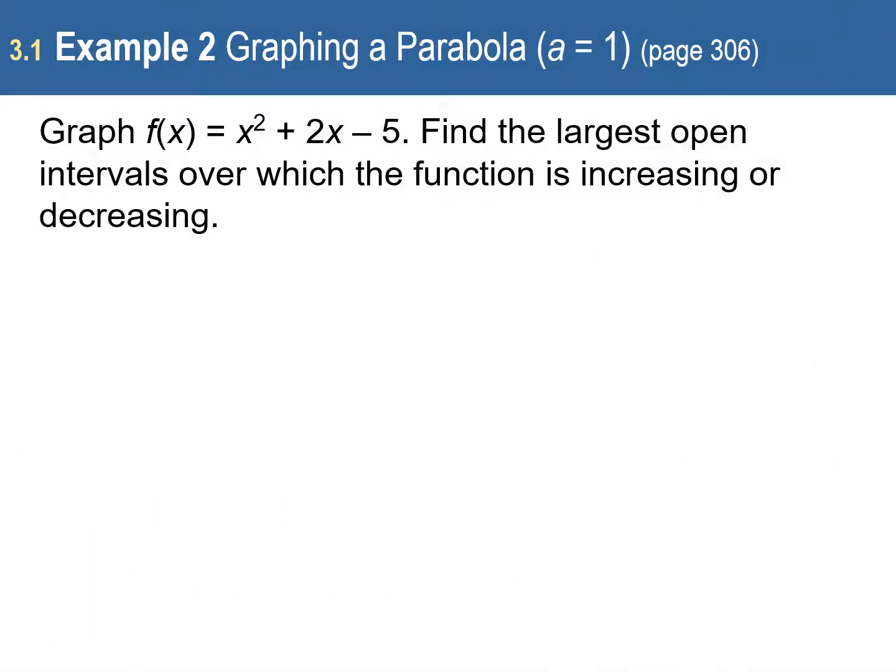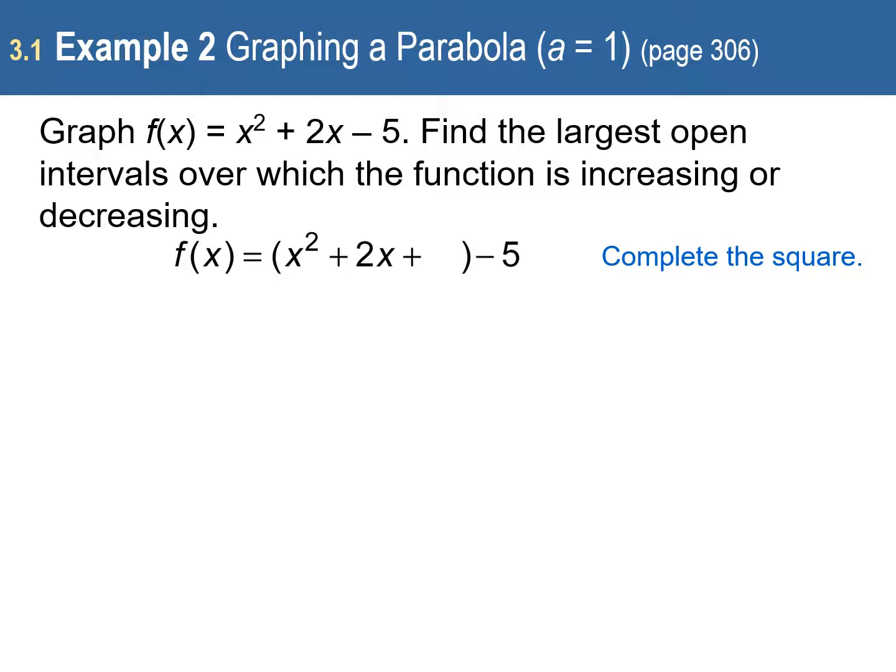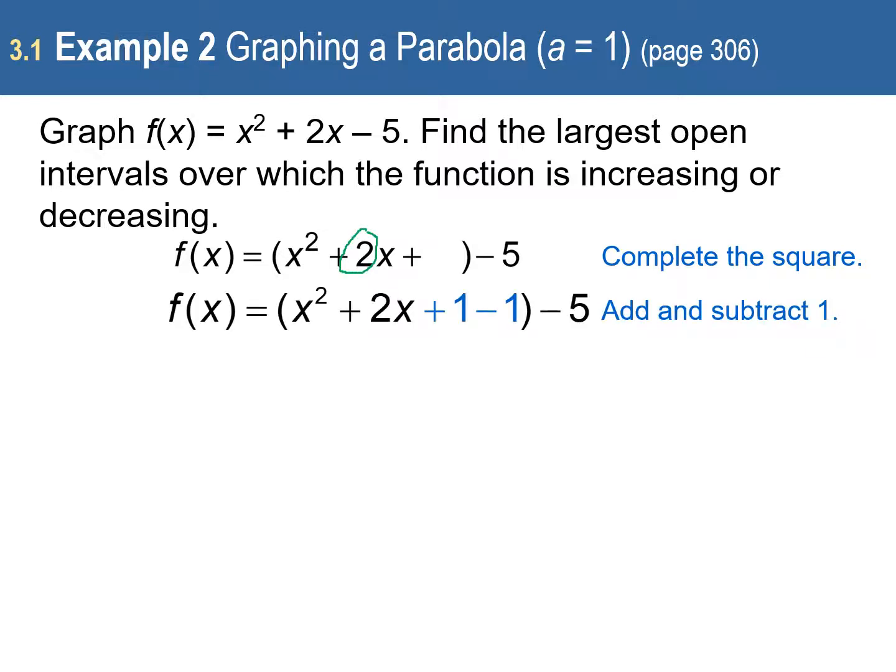So suppose I wanted to graph f of x is x squared plus 2x minus 5 and find the largest open interval where the function is increasing and decreasing. Well, the first thing you want to do is complete the square. A is already 1, so I don't need to factor it out. So I'm going to take this middle term 2, divide it by 2, and square it. So I'm going to add 1 and subtract 1.